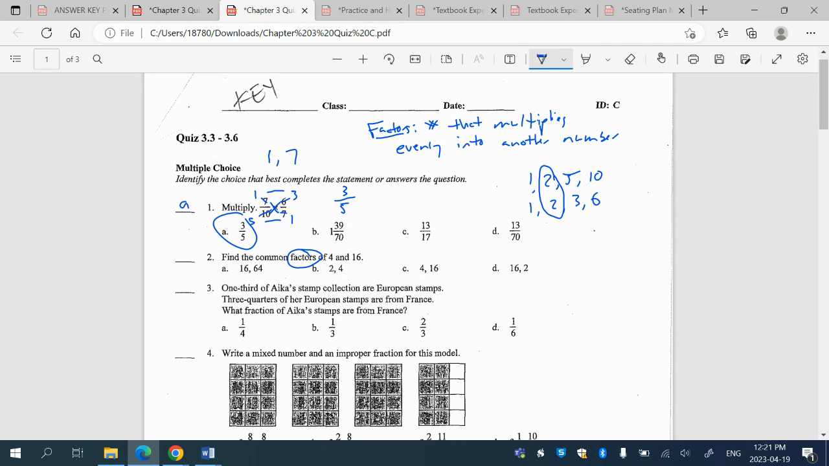Now find the common factors of 4 and 16. So factors are numbers that multiply evenly into another number. So the factors of 4 are 1, 2, and 4, because we can multiply to 4 by going 1 times 4 and by going 2 times itself. The factors for 16 are 1, 2, 4, 8, and 16. So you can multiply 1 times 16, you could multiply 2 times 8, and you can multiply 4 by itself. So what do they have in common? Looks like they didn't even consider 1, but we also have 2 in common, and we have 4 in common. So the answer is B.